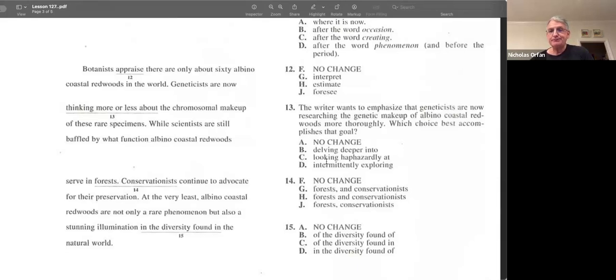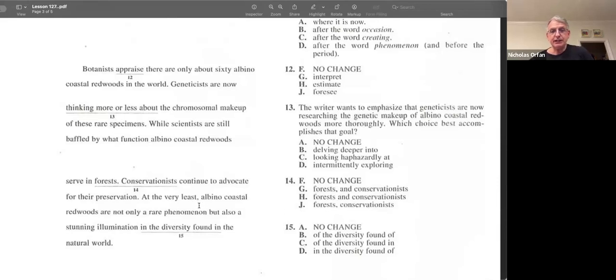So, comma, you don't need an and, so this is wrong. Forests, and that's wrong. Here it is, J. Forests. While scientists are still baffled by what function albino coastal redwoods serve in forests, comma, conservationists, small c, continue to advocate for their preservation. So the right answer to 14 is J.